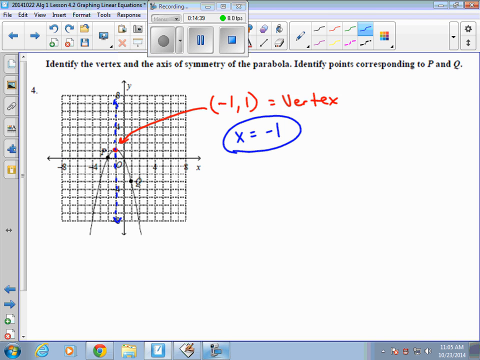And then it says what is Q and what is P? Q is 1, negative 1, 2, 3. So Q is 1, negative 3. And then identify P is this one. P is negative 2, 0. And that's all the information you needed for number 4. The vertex, the axis of symmetry, Q, and P.